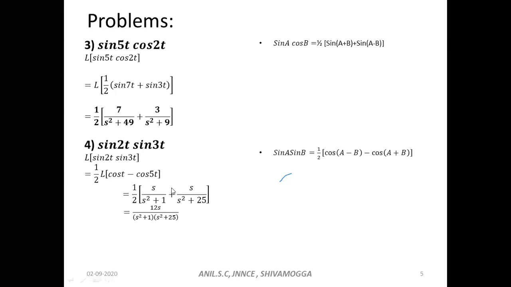So we get s divided by s square plus 1 minus s divided by s square plus 25. You can take the LCM of these two, s square plus 1 into s square plus 25, on the denominator and simplify the numerator. You get 12s divided by s square plus 1 into s square plus 25.